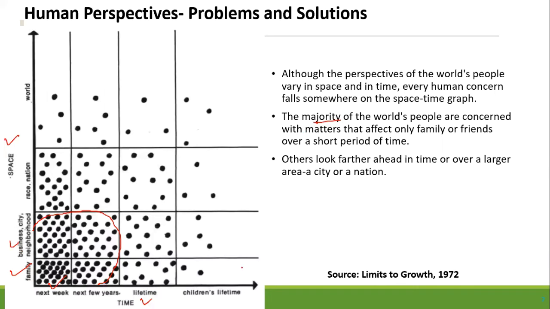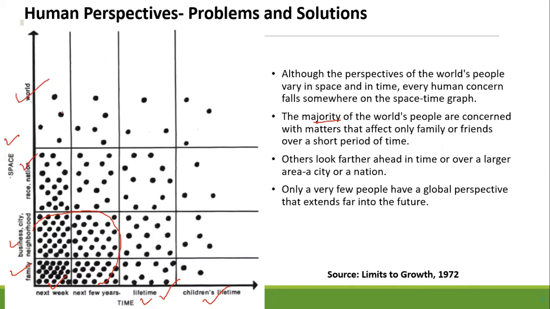This is the issue for the majority of the world's people, correct? And very few people look ahead in time, to their lifetime or their children's lifetime, or in space relate to their complete nation or the complete world. So very few people think about global perspectives that extend to the future. But we, as educated persons, have to always think about this quadrant, how to get into this right side and top side quadrant, the right top. This is what is required in this 21st century to make some difference, right?